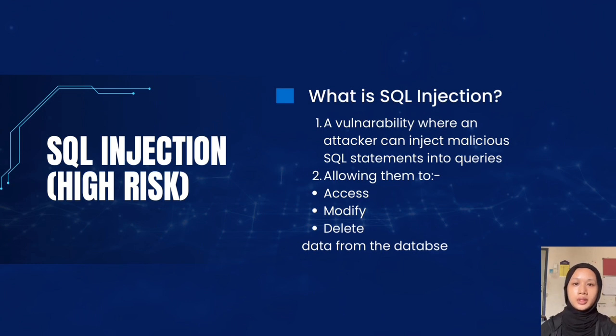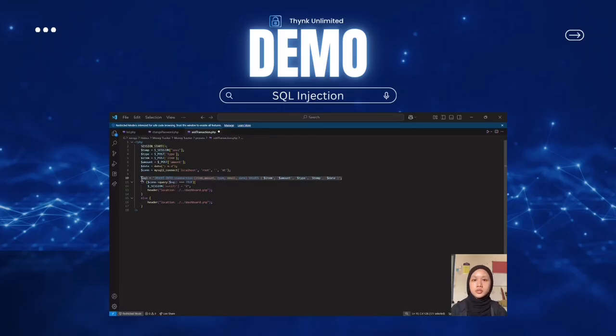SQL injection happens when an attacker inserts malicious SQL code into an input field or URL. If the application does not handle the input properly, the attacker can access private or sensitive user data, modify or delete records in the database, and even gain full control of the system. This can lead to data breaches, loss of information, and serious damage to the system's security. Now I will show a short demo to explain how SQL injection works in the Money Tracker application.